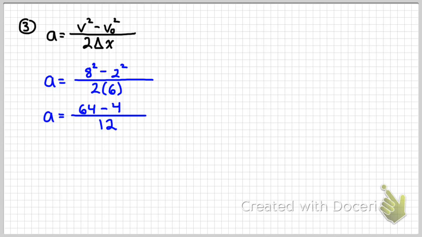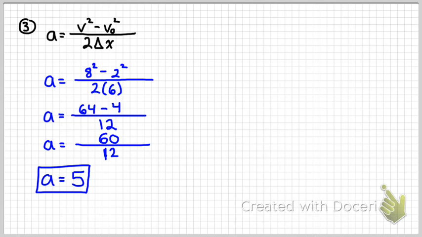2 times 6 gives you 12. You can go ahead and do that part on the bottom. And then when you evaluate 60 divided by 12, you should get something like 5. Sorry for the mistake.